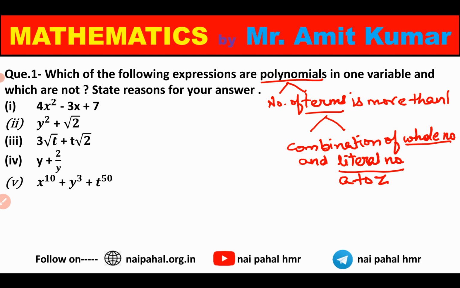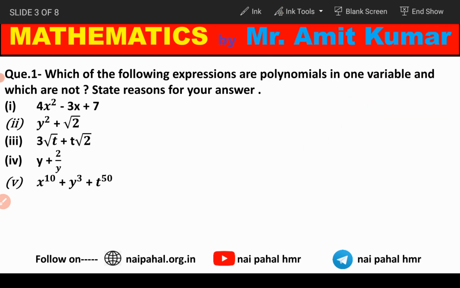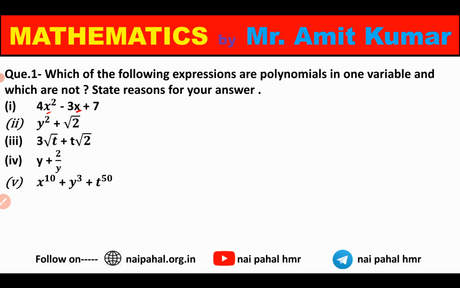Now let's continue. What is a variable? A variable means the literal number which we are using. So let's continue to the class. Here we have 4x square minus 3x plus 7. We have x here, we have x here. Just put x here also. Here is power 2, here is power 1. If we make x power 0, then the value of x power 0 is equal to 1. If we multiply it by 7, we get the value 7 also. Then there is no change to the equation. So it is a polynomial.